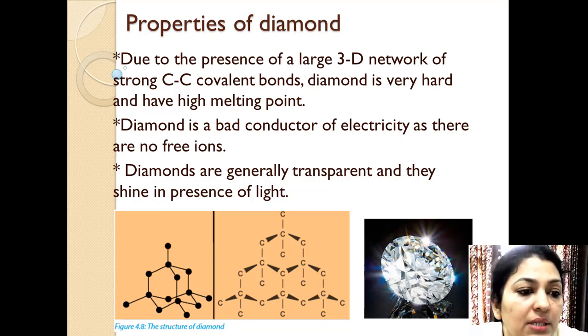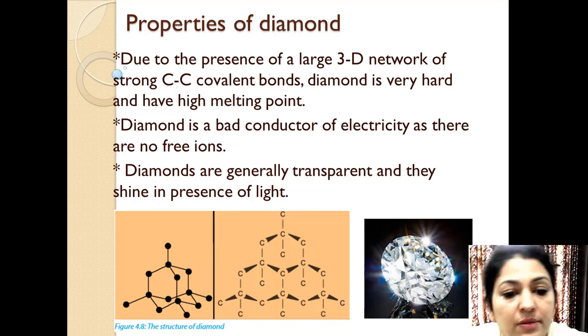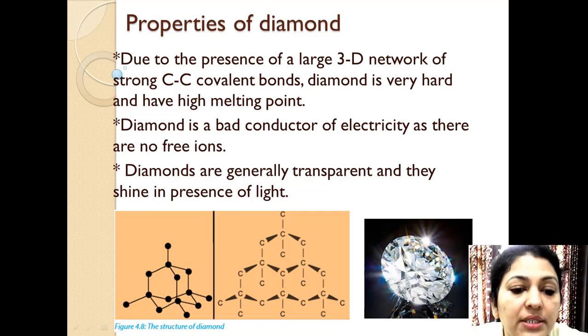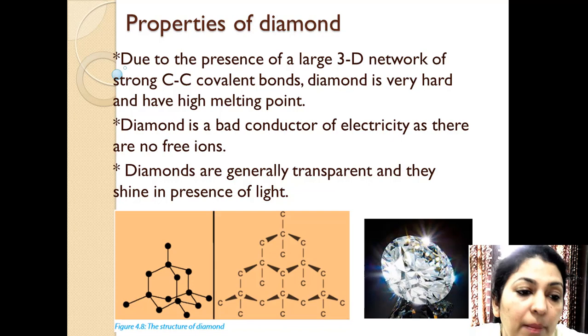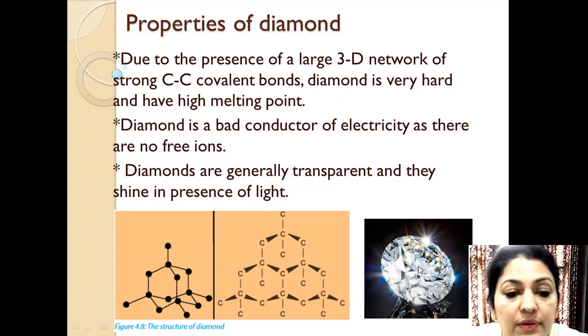Diamonds are generally transparent and they shine in the presence of light. We know that inside the structure of diamond there are a lot of faces, isn't it? So when light enters into the diamond, what happens? A total internal reflection will happen to the light. As a result, what will happen? The diamond will be illuminated. This diagram shows how diamond shines in the presence of light.